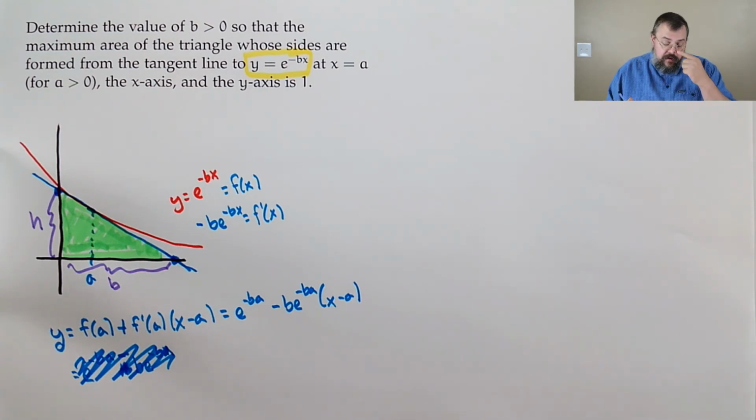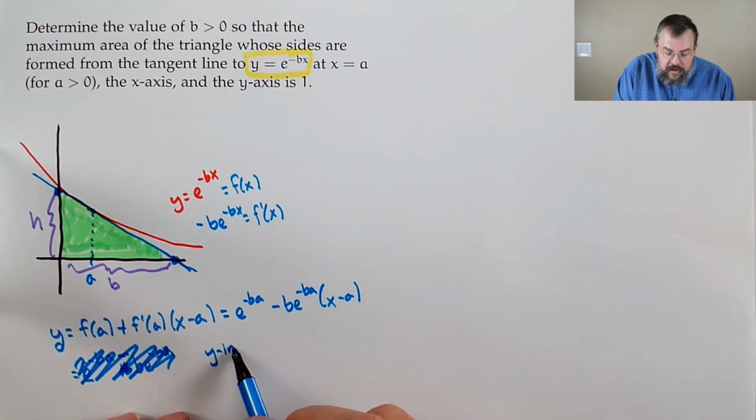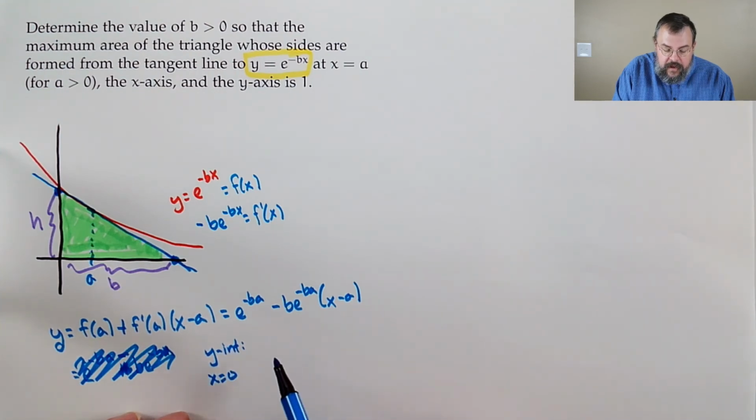Okay, so let's find the y-intercept. That's the easy one. The y-intercept corresponds to when x equals 0. So we get e to the minus ba.